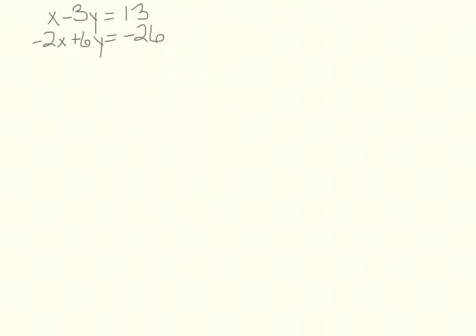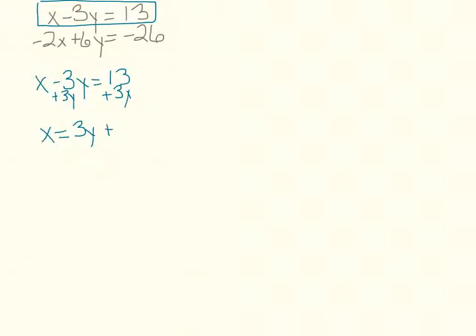Okay, in this last example, if we go to solve for substitution, we don't have an x or y equals in either one. However, this one we could easily solve for x. So x minus 3y equals 13, and then we can move the 3y to the other side. So x equals 3y plus 13. Now we can take this and plug it in for x.